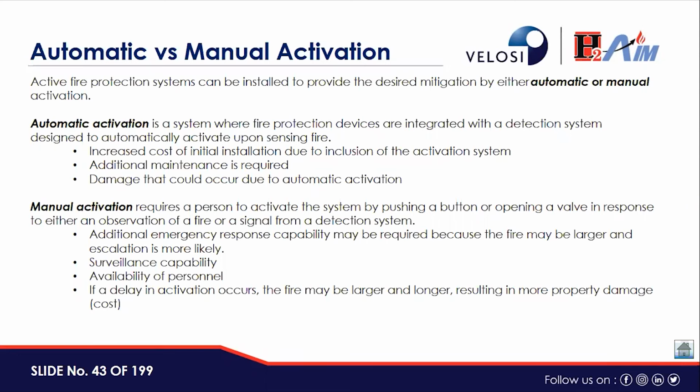Additional emergency response capability may be required because the fire may be larger and escalation is more likely for manual activation. Surveillance capability, availability of personnel. So if the person is not available, then he cannot activate manually. This is a drawback. And then if a delay in activation occurs, the fire may be larger and longer, resulting in more property damage in terms of cost.